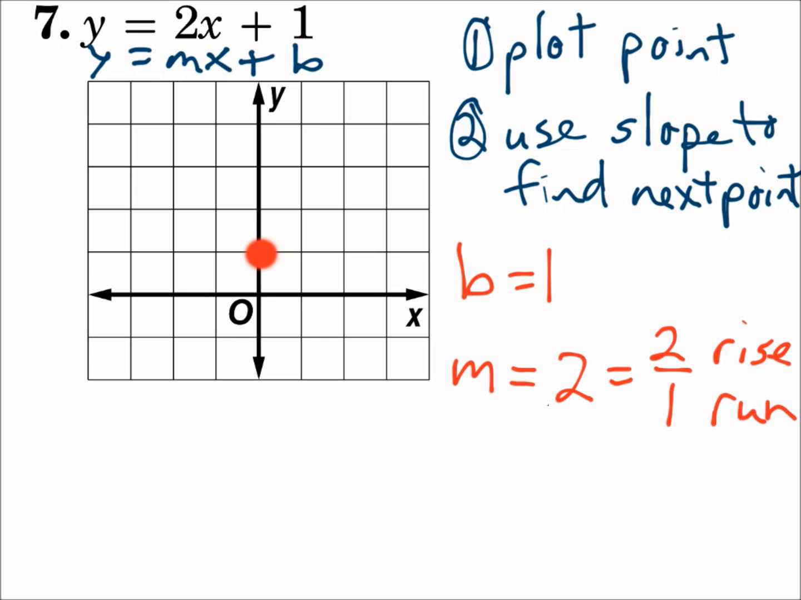So from the y-intercept, we'll rise 2, and that goes up 2, and we'll run 1, and that'll go to the right 1. Put another point where that ends, and then connect those dots. Put arrows on each end of the line, and you're done. Start at a point like the y-intercept, use the slope and rise over run to the next point, and then connect the dots.